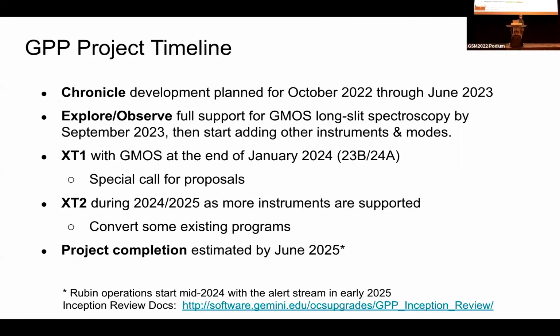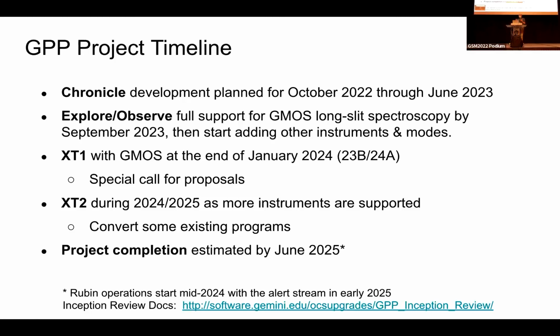So, a timeline. Obviously, Explore and Observe are now under development. This Chronicle tool, we hope to start developing sometime this year, with about a 9-month development time. We expect to have Explore and Observe ready with full GMOS long-slit support by about September next year, which will allow us to start doing some early science.